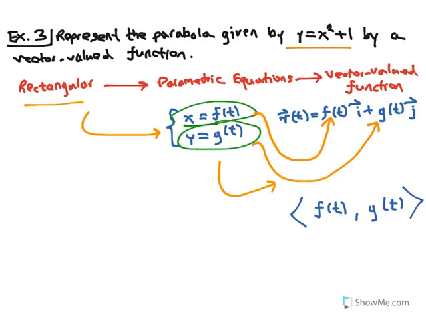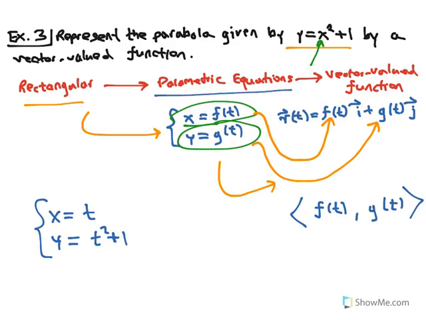So how can we represent y is equal to x squared plus 1 with a set of parametric equations? You have many choices for how you can do that. But something that's really simple would be just to let x be equal to the parameter t. And if that's the case, then since y is x squared plus 1, we will just have y is equal to t squared plus 1. So that would be our set of parametric equations.